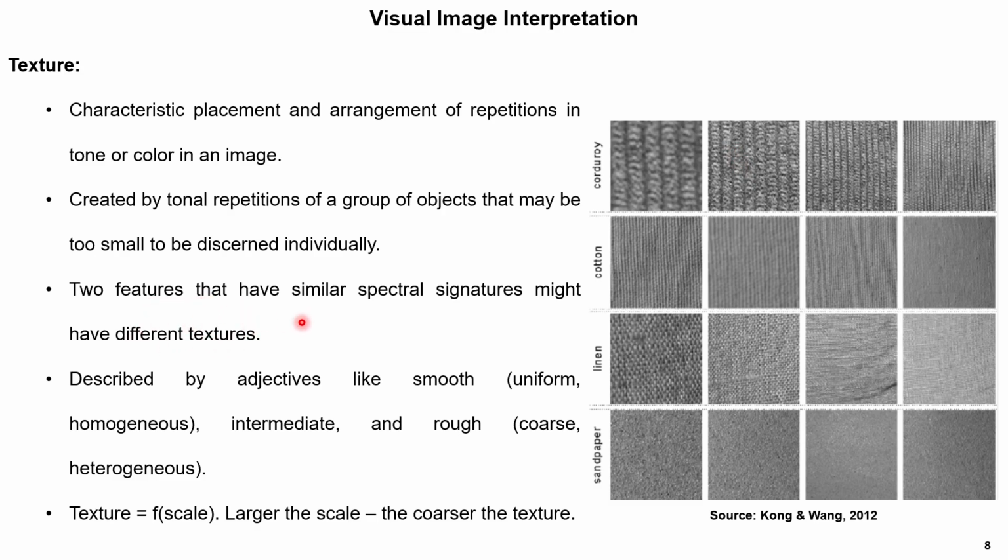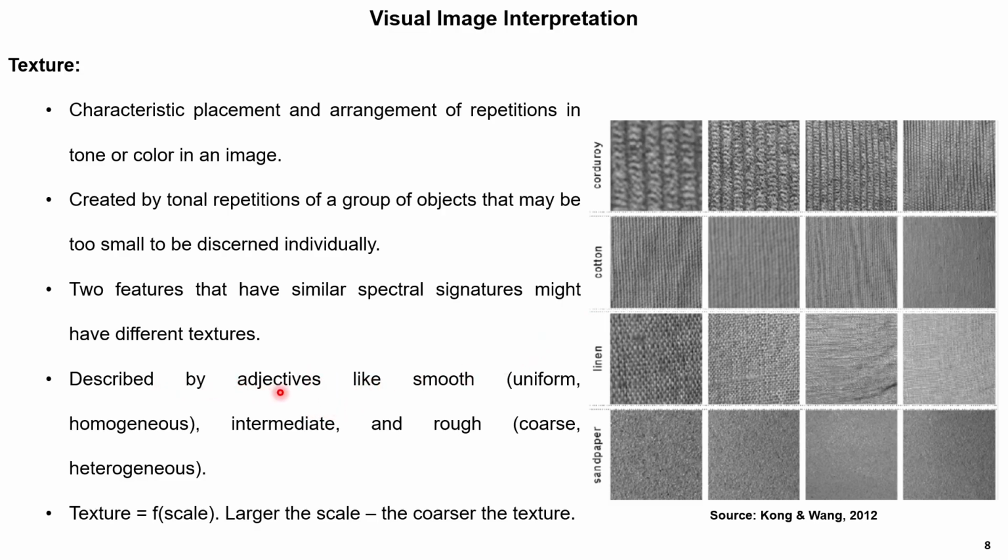Here we should note that two features that have similar spectral signatures might have different textures. If you remember the spectral signature curve, if you put a standard false color composite of NIR, everything will be red in color. By plotting also, everything will have a similar spectral signature. But how can you say that this particular signature belongs to this particular crop? That's where textures come into play. So we need to make use of both methods to analyze any of the images.